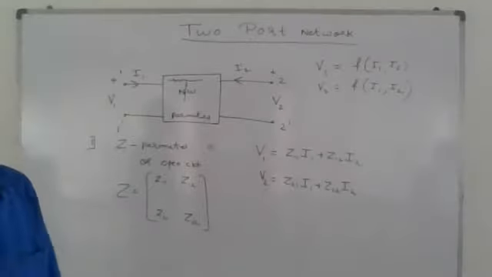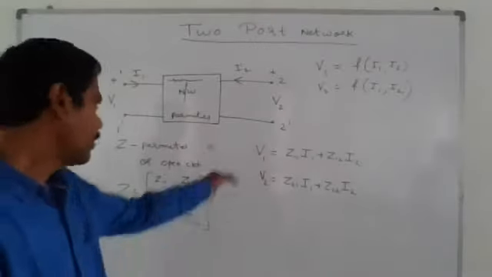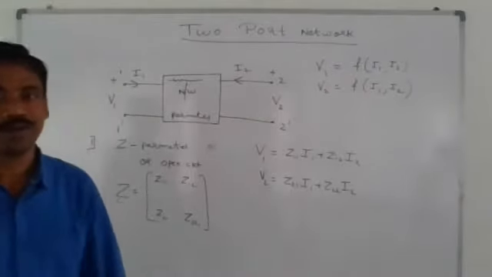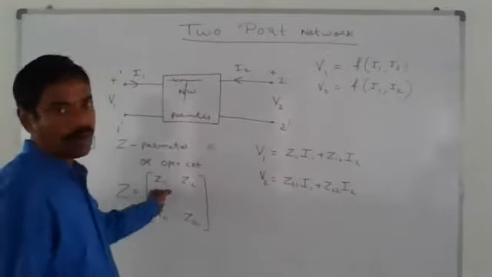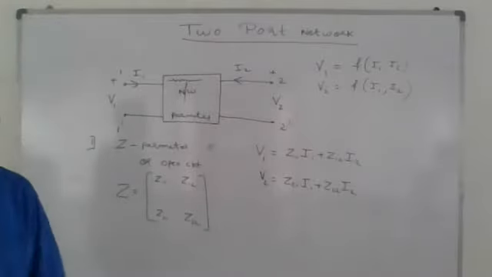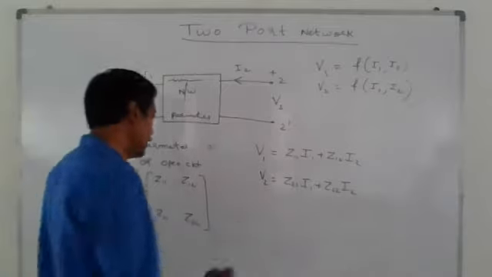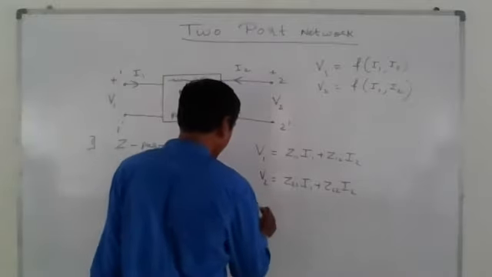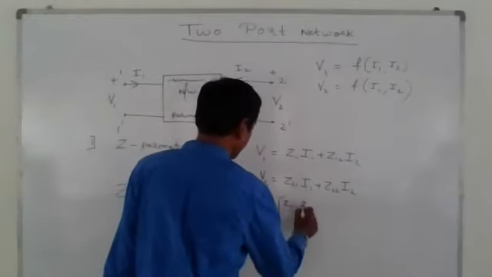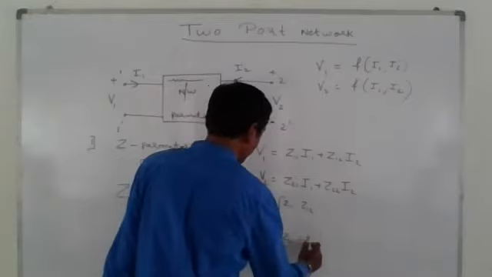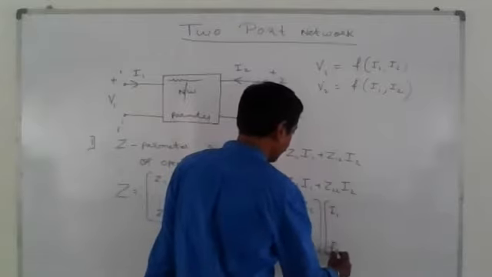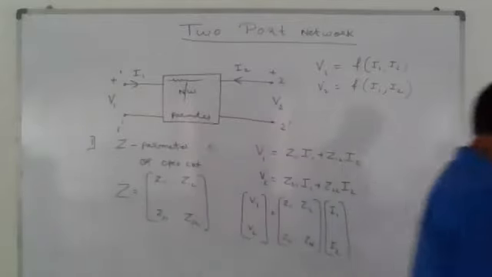You have to follow the same procedure for all parameters, we have to write the same equation. V1 is a function of I1 and I2, and V2 is a function of I1 and I2. Of course, Z parameters are constant. Parameters mean constant. Value of resistance is always constant. Unit of Z will be ohm. This I can write in the matrix form: V1, V2 is equal to the matrix Z11, Z12, Z21, Z22 times I1, I2.